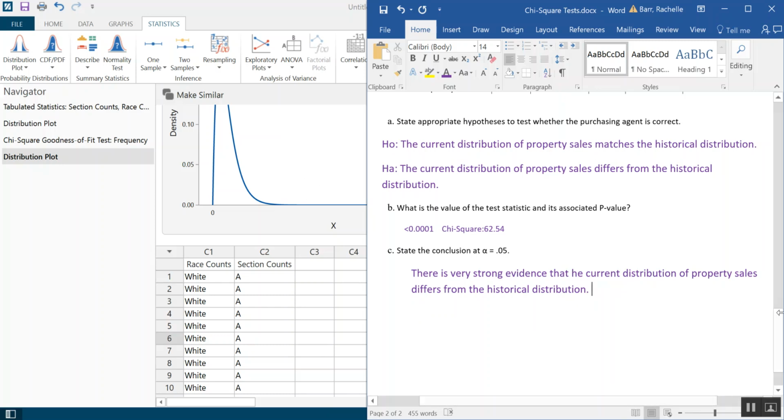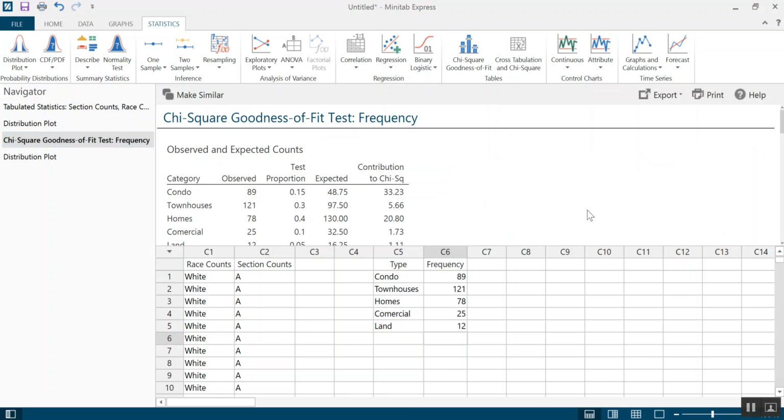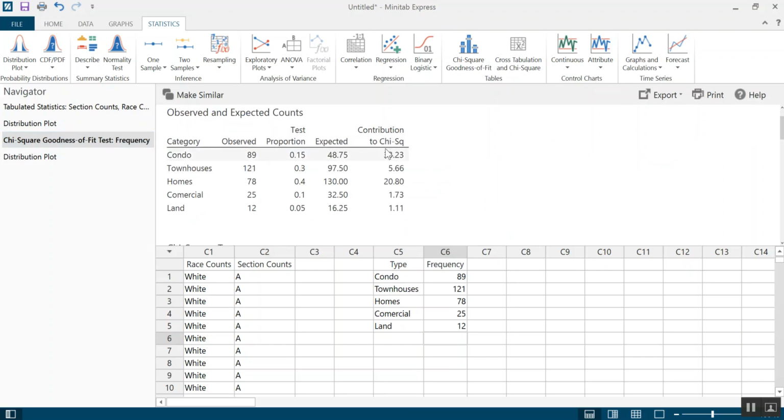Now, if you want to say specifically how different, that's where we need those graphs. So I'm going to go back to the chi-square goodness of fit test. If you look here, it's telling you the contributions to chi. Look for the largest ones. Homes and condo sales are the two largest. That means these are the greatest contributors to change, or the ones that have changed the most dramatically.